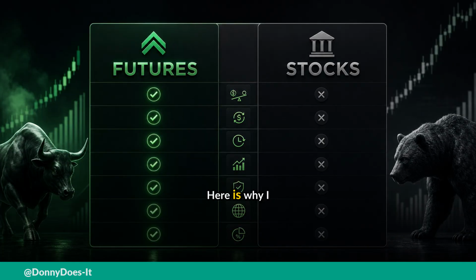Here is why I use MES instead of stocks or options. There is no pattern day trader rule. You can trade it with a $2,500 account. The spread is tight. It moves with the full S&P 500, and you can trade it nearly 24 hours a day.